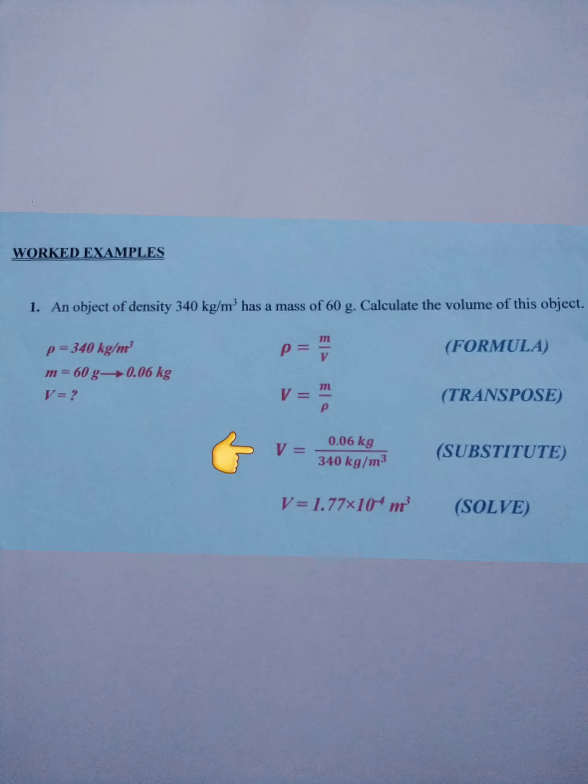After which we have to substitute the numerical values for the mass and the density. And this ultimately leads to V equals 0.06 kilograms divided by 340 kilograms per cubic meter. Then you just simply work it using your calculators. Our final answer for the volume or space occupied by the object is V equals 1.77 times 10 to the negative 4 cubic meters.